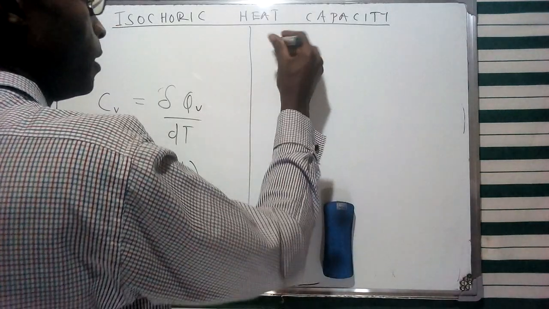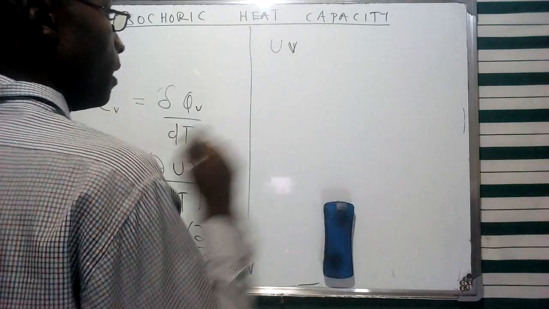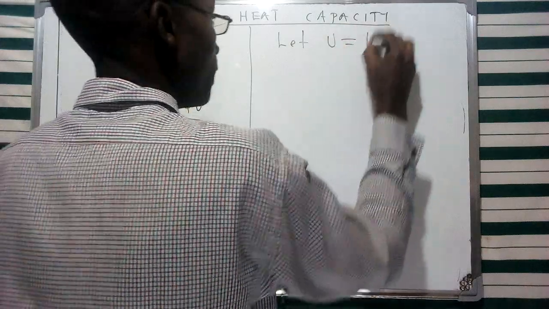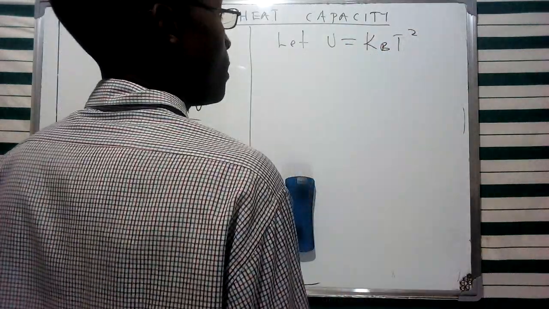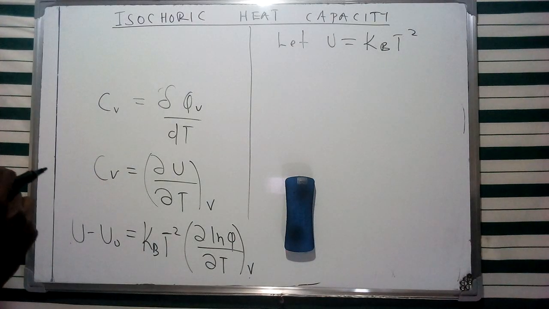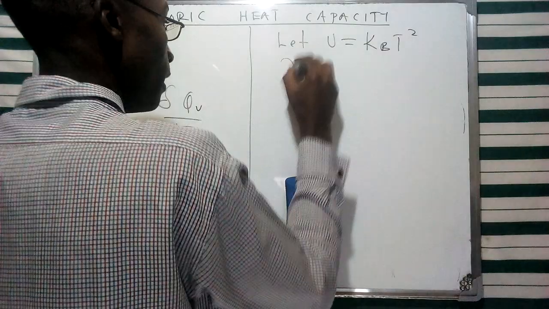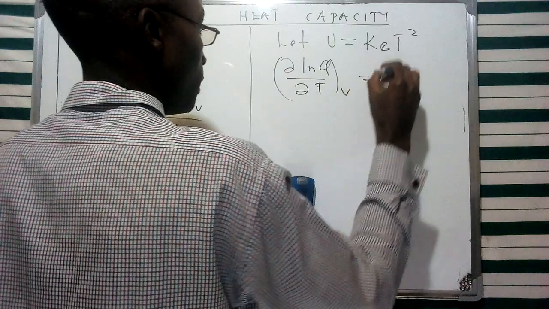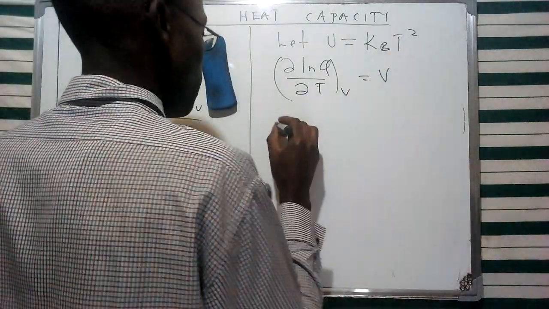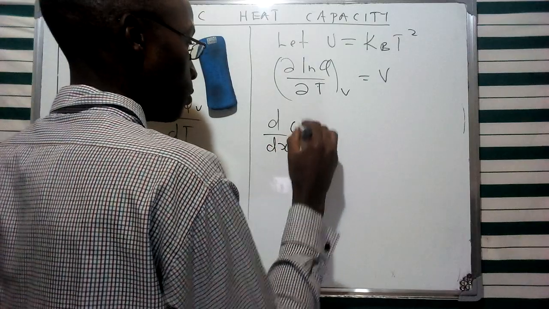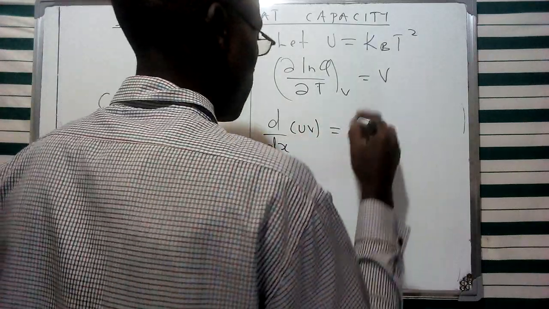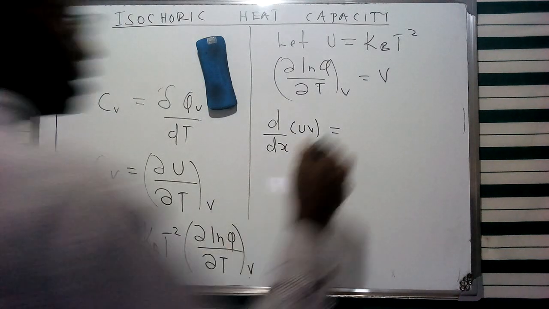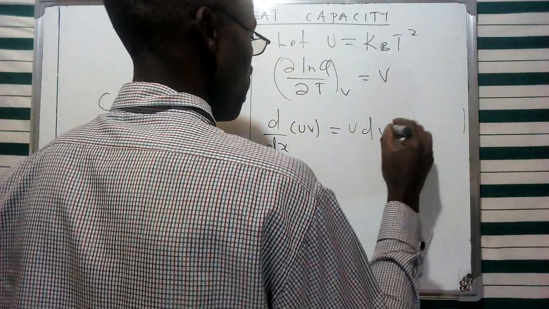And therefore, if this unit represents U and V, I can simply let U be represented by kBT squared. I'm doing this in order for us to find a convenient way of using the correct derivative. And let the natural log of Q with respect to temperature at constant volume be given as V. So for us to find the derivative of this specific product, we use the product rule, which states that we hold one constant and do a derivative of the first one, and then we hold the other one constant and do a derivative of the other one respectively.